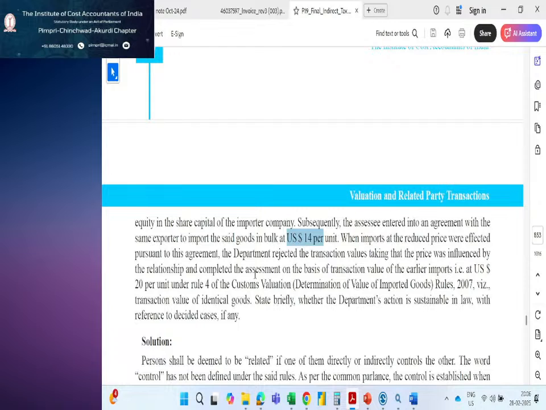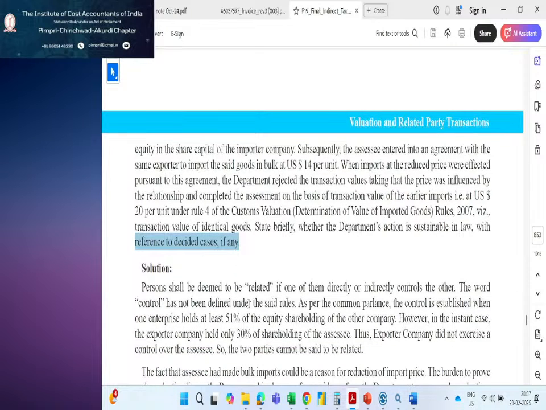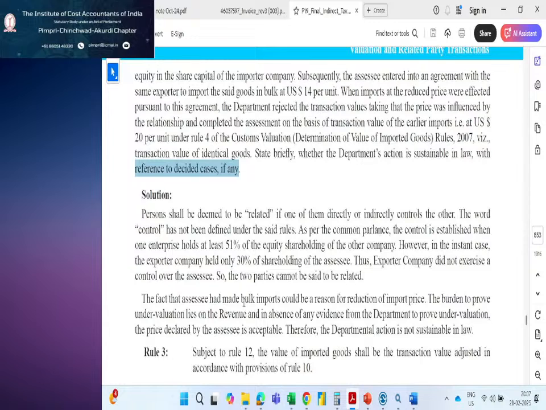So here the question is whether the department's action is sustainable in law with reference to the decided cases. So whether it is correct. So how do we present in our examination?